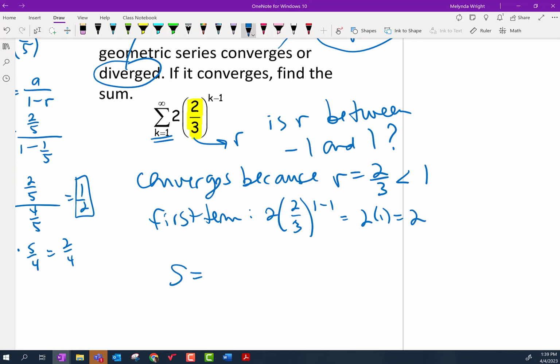So S equals the first term, which is 2, over 1 minus the common ratio, which is 2/3. Okay, so we have 2 over, so 3/3 minus 2/3 is 1/3. We keep, change, flip, and we get 6. So the sum of that infinite geometric series is 6.